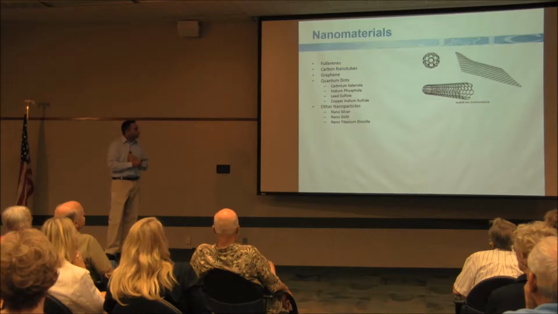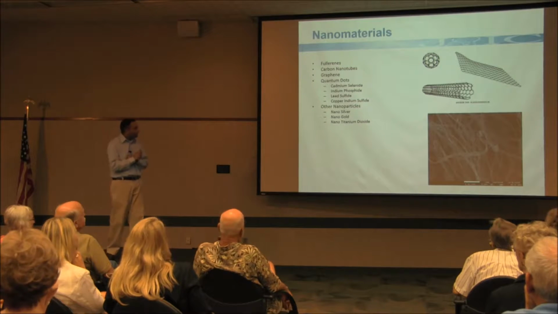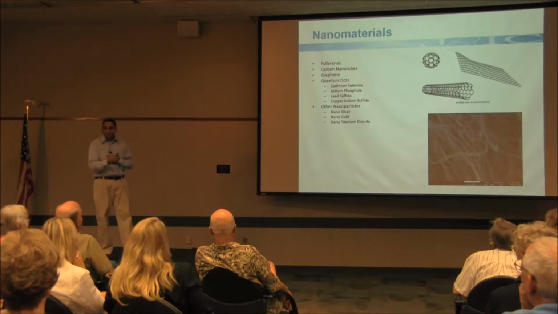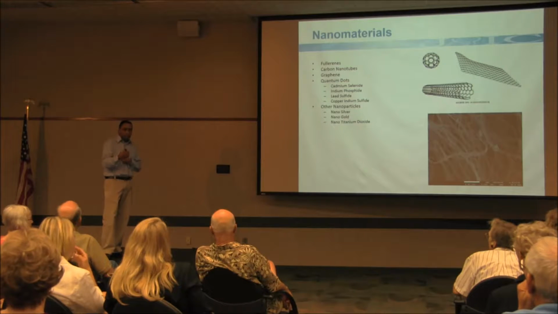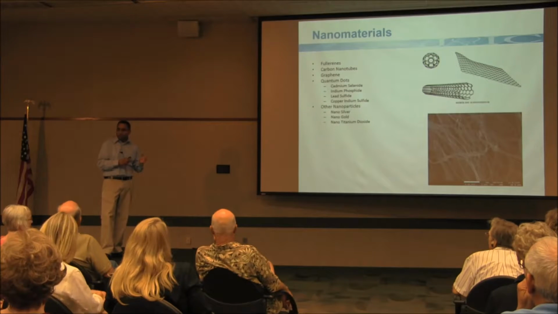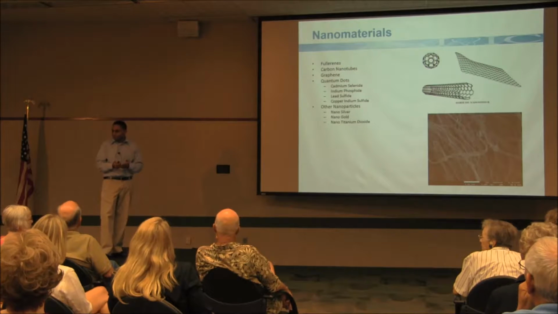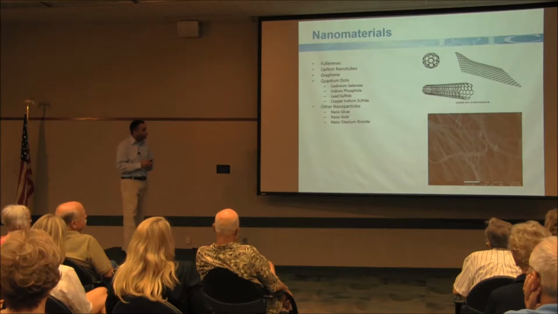Other materials that we work with are quantum dots. Actually, this is an SEM. Before I go any further, to actually see these materials, we need high-powered microscopes. Traditional light microscopes just can't view into this world. So what we end up having to do is use what are called electron microscopes. And that is a scanning electron microscope image with carbon nanotubes.